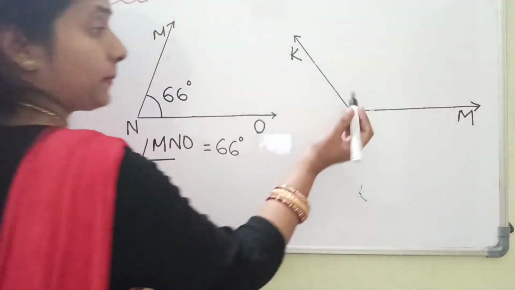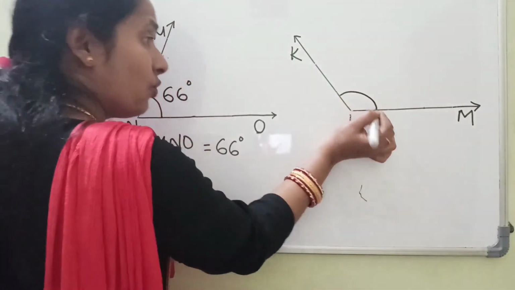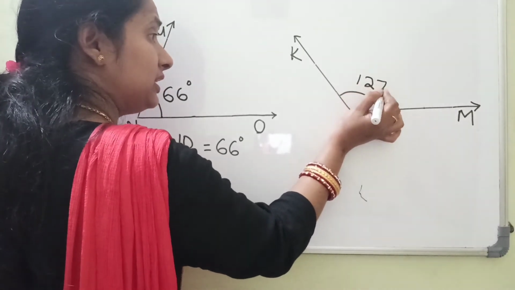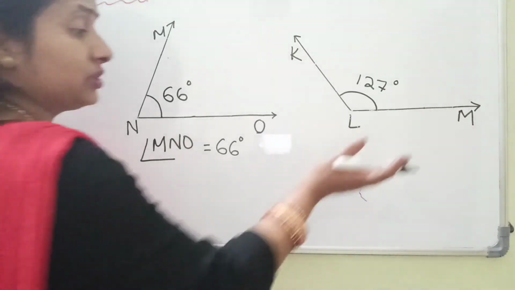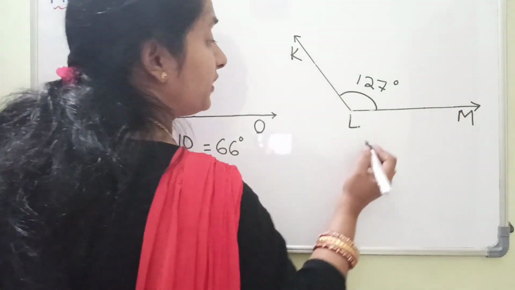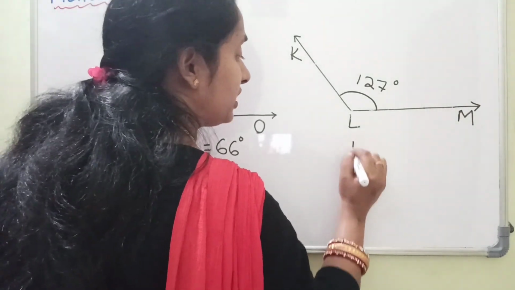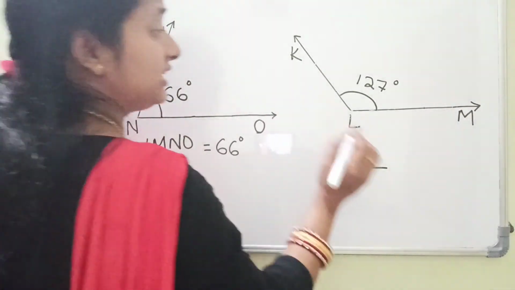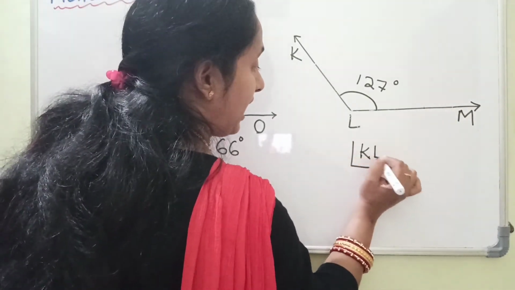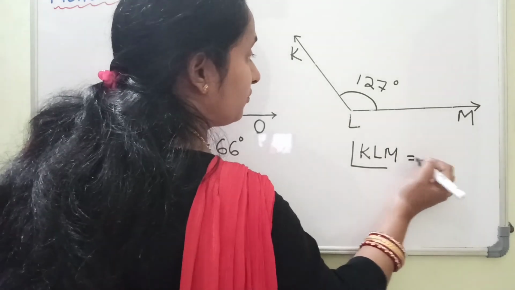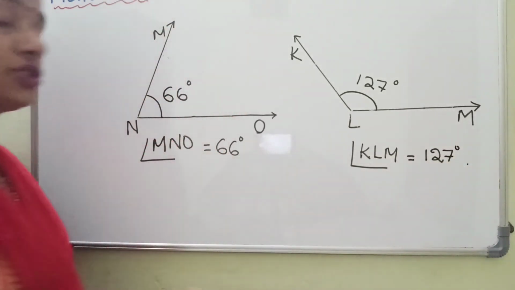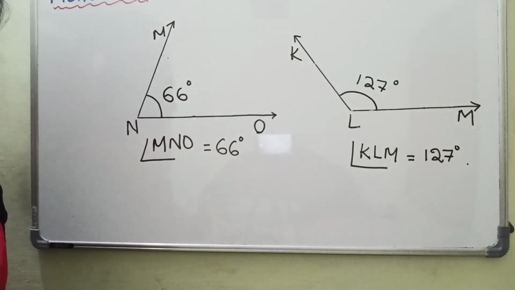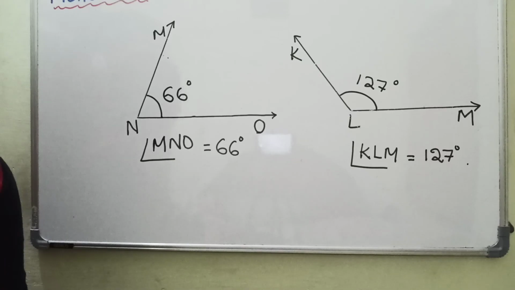So the angle here is 127 degrees. Okay children. So how will you write the measurement of this angle? First we will write the name of the angle. The angle is KLM is equal to how much? 127 degrees. So children, this is the way how you will measure an angle. Now I will show you how to draw an angle.